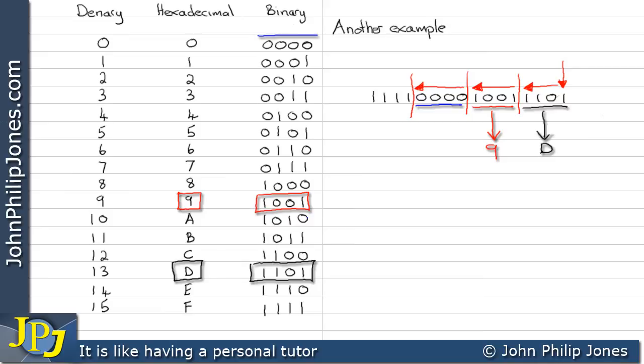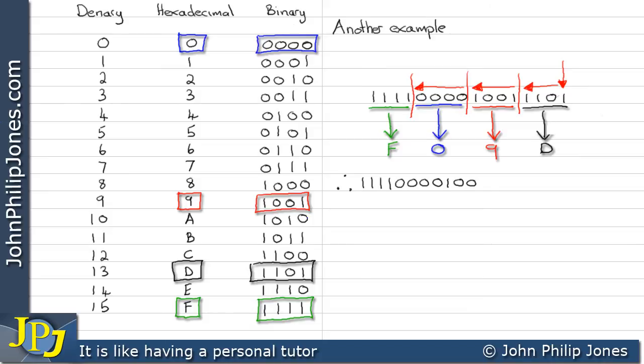If we go to the next nibble, we can see it's the first entry, which is 0. And then we've got here 4 ones, which is the last entry, which gives us F. So we've written all of those down. Therefore, the original binary number that I'm writing down here can be represented in hexadecimal by F09D.